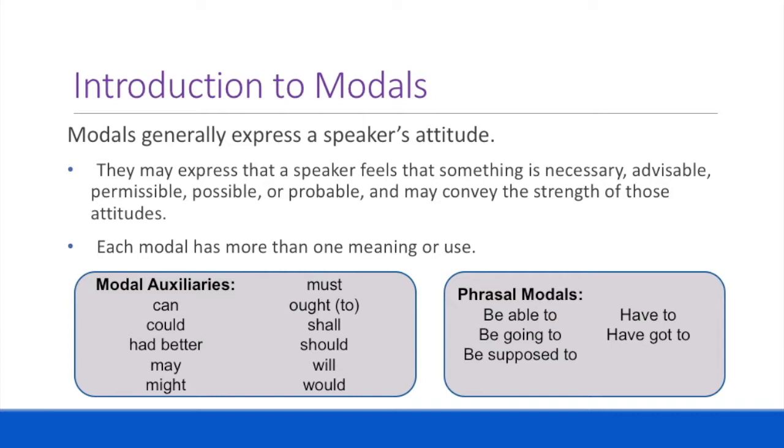So here's a list of modals. There are modal auxiliaries, which are can, could, had better, may, might, must, ought to, shall, should, will, and would. And there are phrasal modals. These modals have more than one word, which are part of them. Be able to, be going to, be supposed to, and have got to.